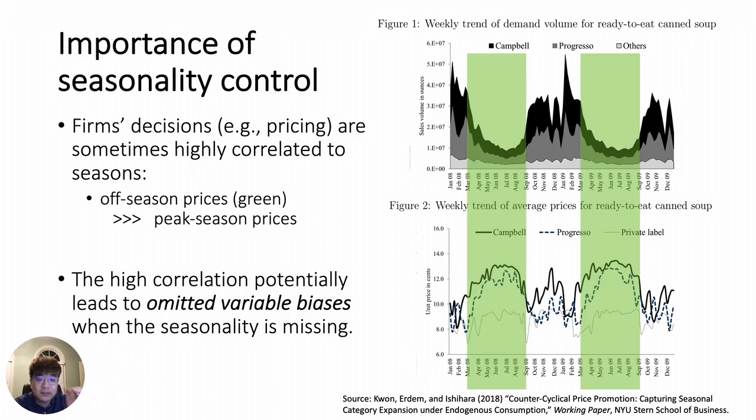Thus, if seasonality is missing in the analysis, we may have omitted variable bias due to the high correlation between the price and seasonality.